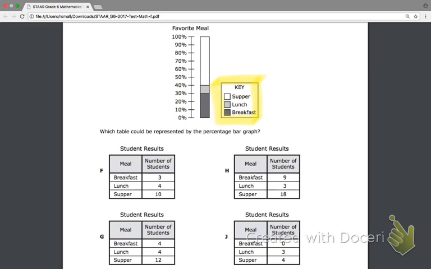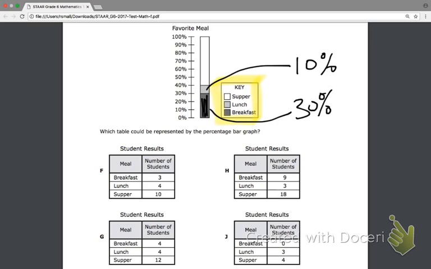So I'm going to look and see what percentage of each of these it takes up. So I see breakfast is from 0 to 30. This dark gray section is from 0 to 30. And to get from 0 to 30, that makes 30%. Okay, then I'm going to look at lunch. Lunch goes from 30 to 40. Well, I know there's only a 10% difference there. And then supper goes from 40 to 100, which I know is a 60% difference.